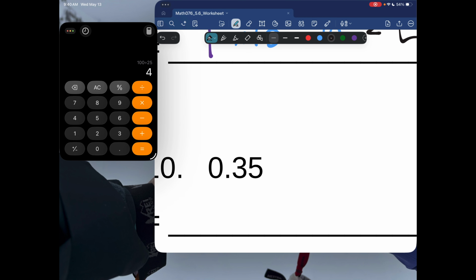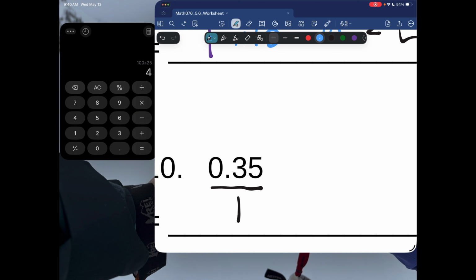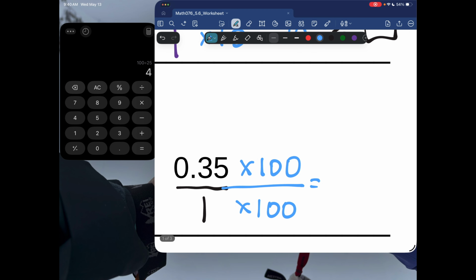First step, I'm going to put it over 1. Then I'm going to figure out what decimal place I have. I have hundredths, so I'm going to multiply numerator and denominator by 100. 0.35 times 100 is 35. I'm not going to do these in my calculator anymore. And then 1 times 100 gives me 100.